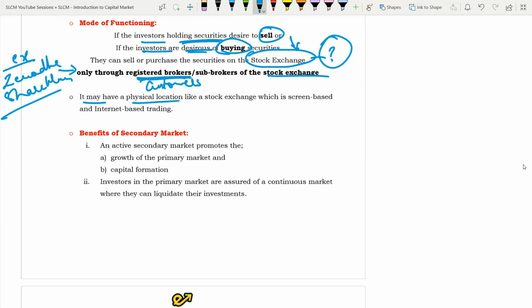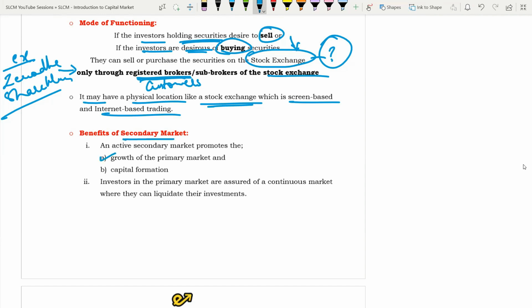They may have a physical location, like a stock exchange, which is screen-based, internet-based trading. So whatever takes place, we have moved from physical trading to screen-based and internet-based facility. What are the benefits of the secondary market?